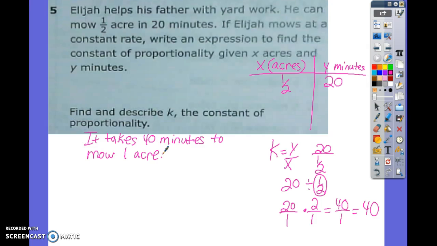So K is equal to 40. So when we write our equation, we could have Y is equal to 40x.